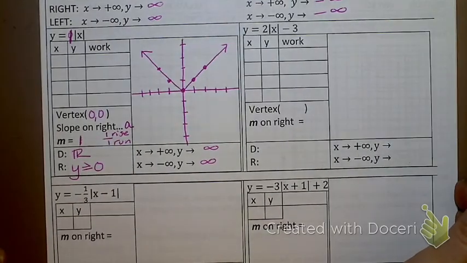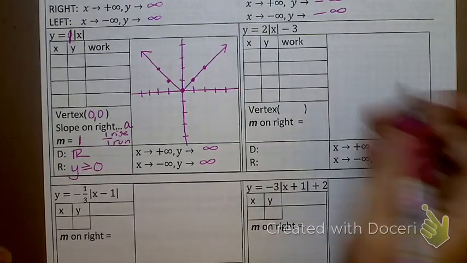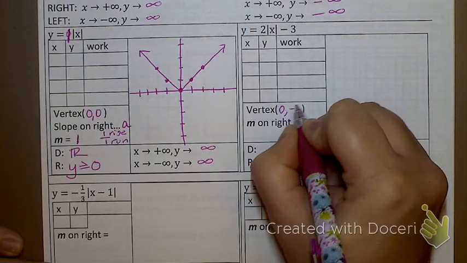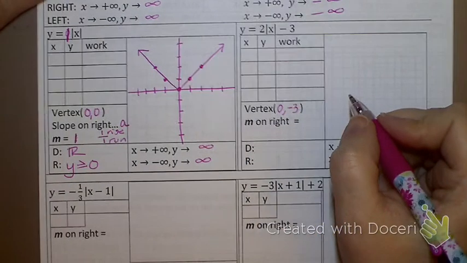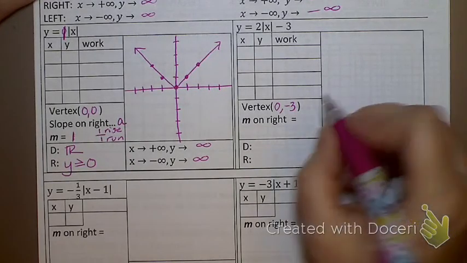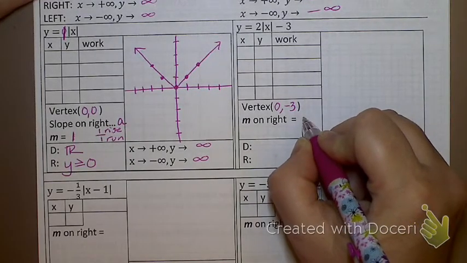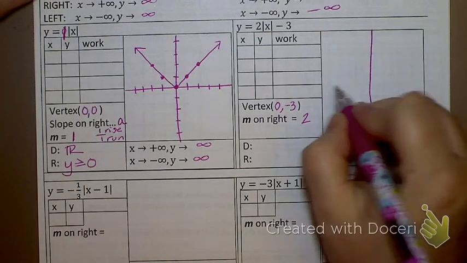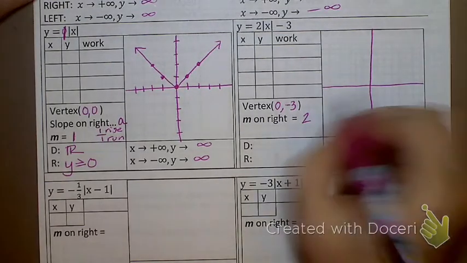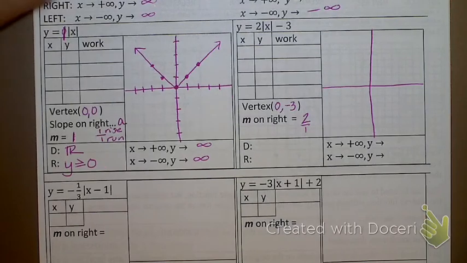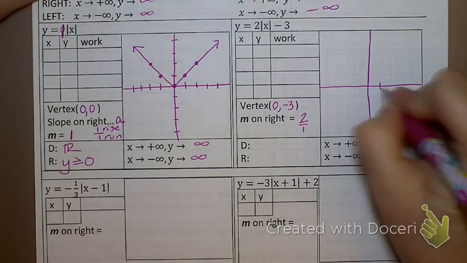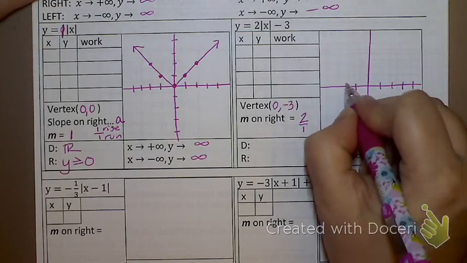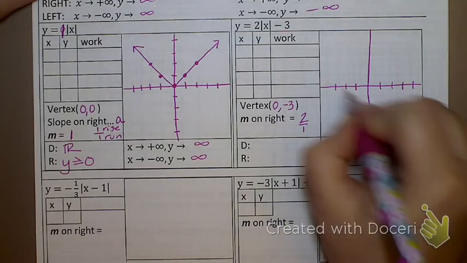Stinking easy, right? Next one, what's the vertex? 0, comma, negative 3. We only changed the H sign. What is the slope on the right? 2. So that means I'm going to do what? Up 2 over 1, because I have to think about it as a fraction. So let's set this up. Again, about 4 tick marks in either direction should be adequate.